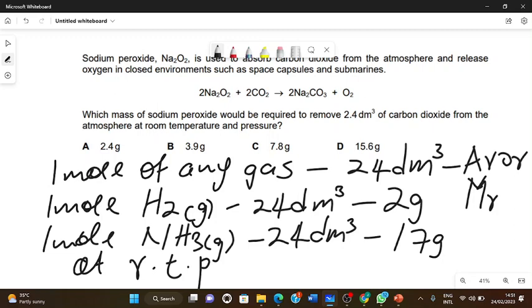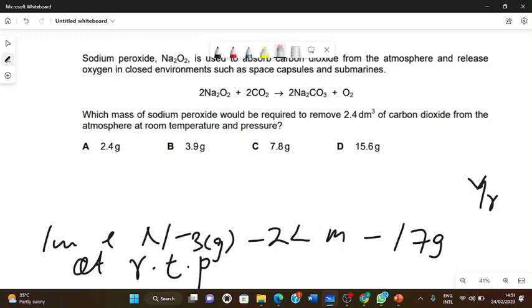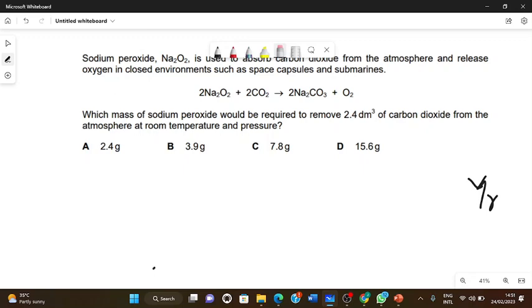So this value is what we call the molar volume of gases. That is the volume occupied by one mole of any gas. Now, let's move on. So the calculation before us will give us an expression of moles, masses, and volume of gases.